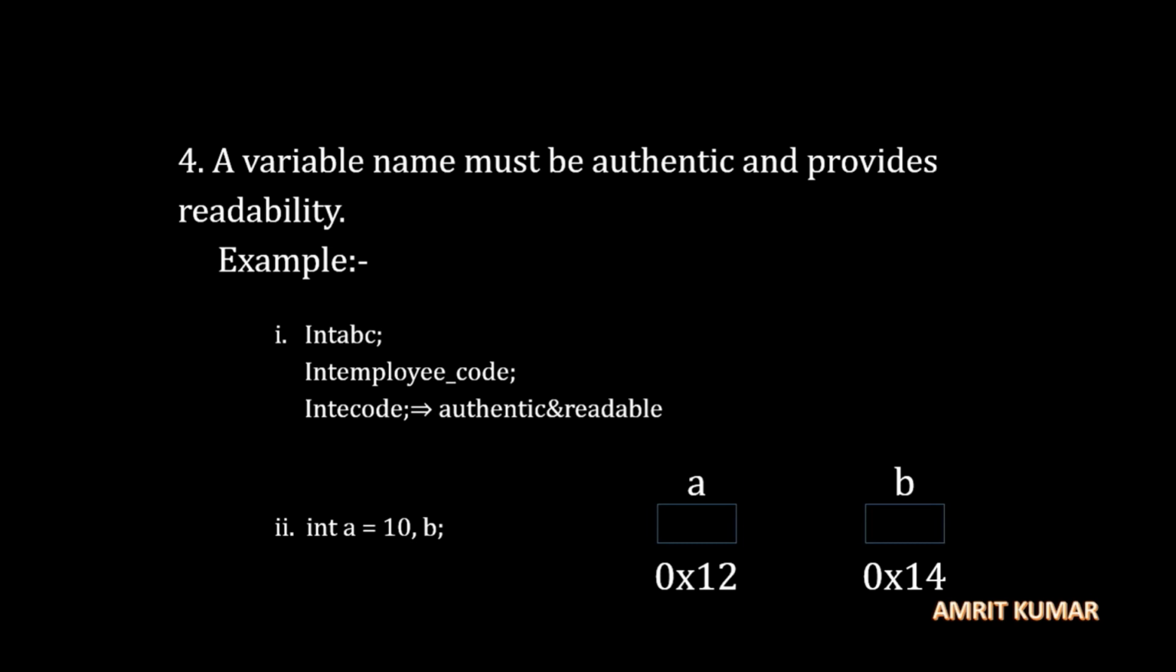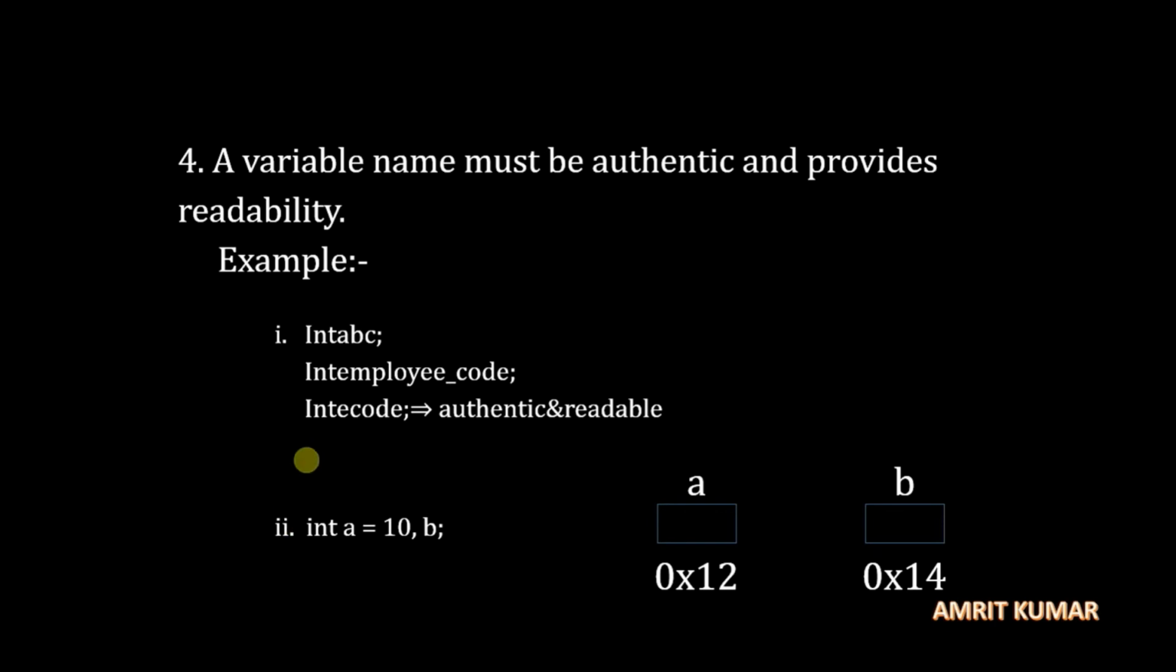So for example, if I am using a variable for employee ID, then I will write emp underscore id. We will not write abc, because that does not provide authenticity and readability, since we are unable to read it. abc123 can be used, but it is not authentic and readable. Therefore we must remember that a variable name must be authentic and provide readability.